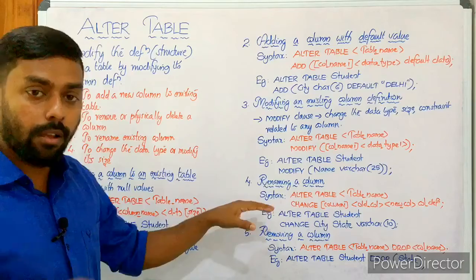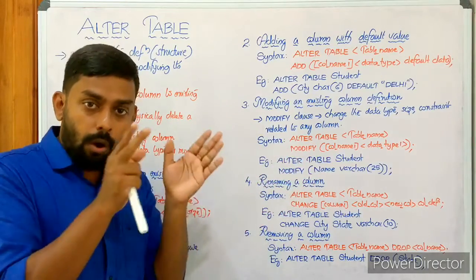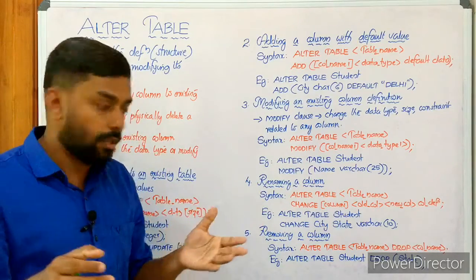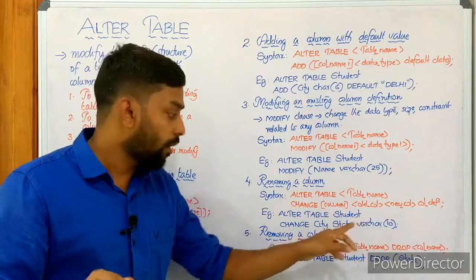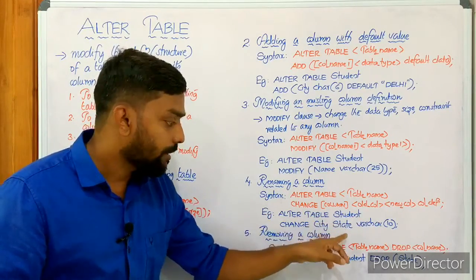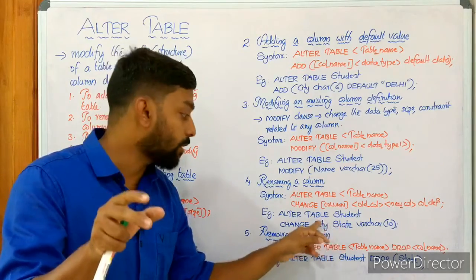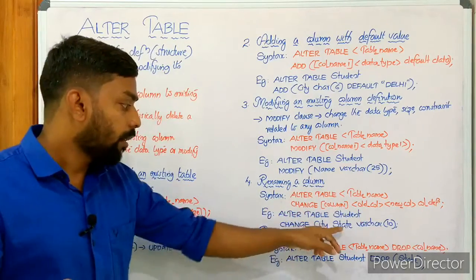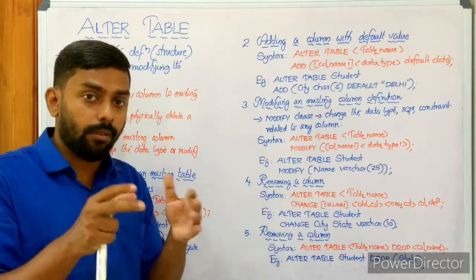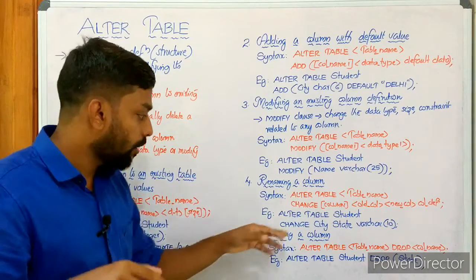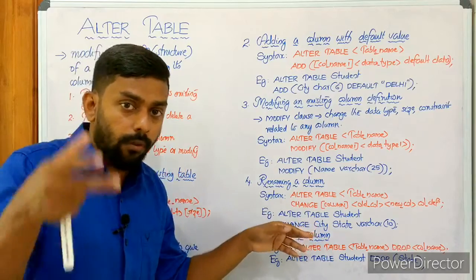Then the fourth one is renaming a column: old one, new one, column definition. Change is the clause. Alter table student, change city state varchar 10. City is the old name, and state is the new name given to city. State will be the name referred to in the future. City will not be there anymore.